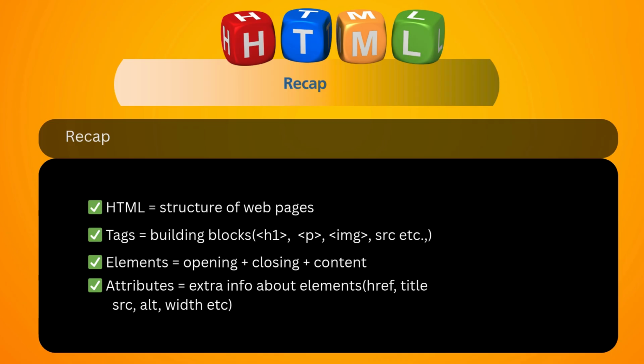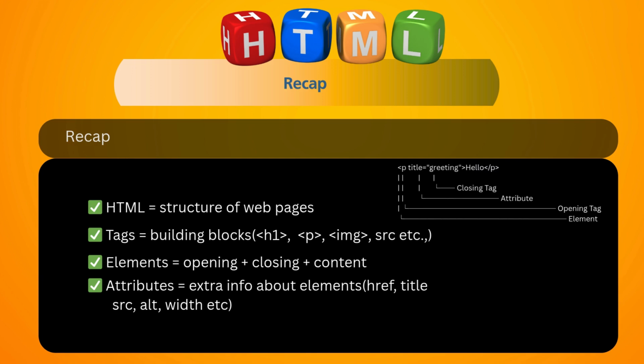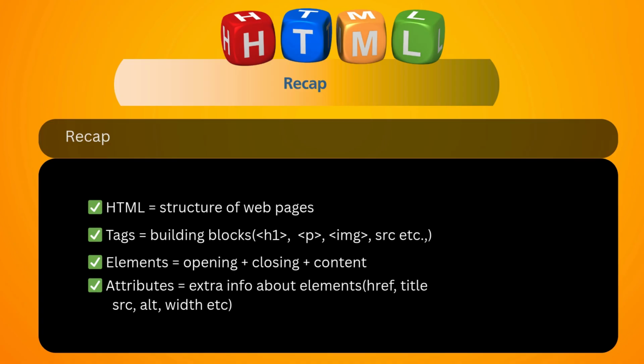Let's quickly recap what we learned today. HTML is hypertext markup language, and we have seen the tags. Tags are nothing but H1, P, image, source, etc. All are tags. And also we have seen the elements. Elements is inclusive of opening and closing tag, within which the content will be there. So altogether it is called elements. And the attributes are nothing but extra information about elements. Href, title, source, alt, width, etc. These things are attributes.